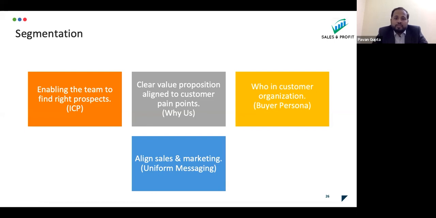Then comes the last piece. Your sales and marketing team, which typically are told to work in tandem, are they using the same messaging? Let's go back to the example we discussed. The marketing team here is very clear that they will only be addressing a certain market, and the value proposition they have is very simple. And they're going to continue giving the same messaging as the sales team.